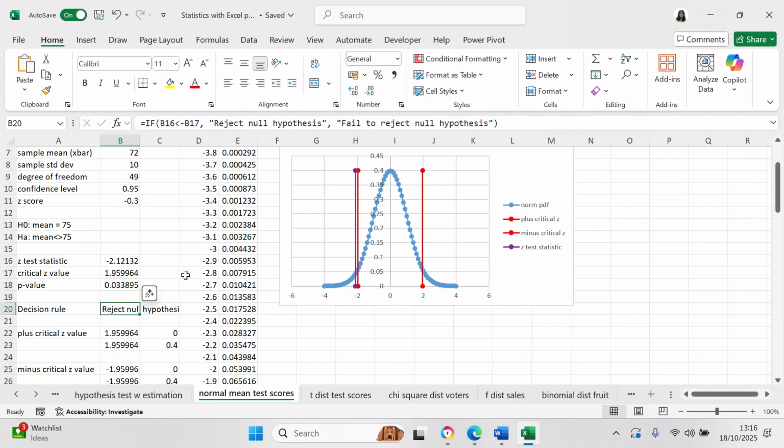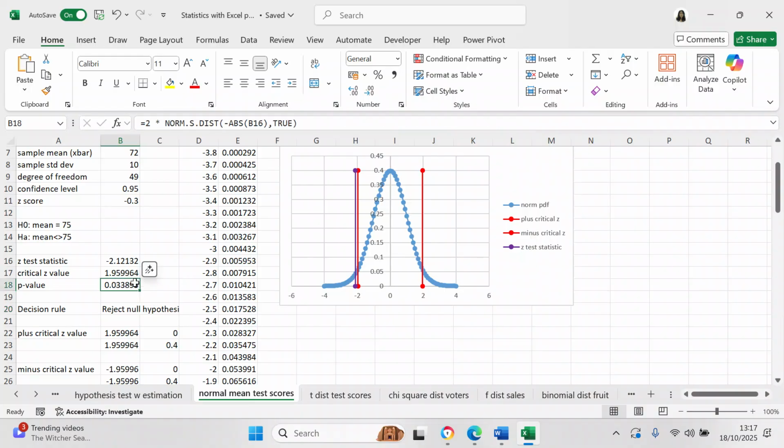So the decision rule is: if B16, that's your z-test statistic, is less than negative B17, that's 1.95, reject the null hypothesis. Otherwise, fail to reject the null hypothesis. And so we're going to reject the null hypothesis, which means that the mean is not equal to 75.